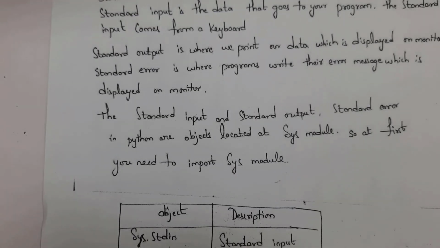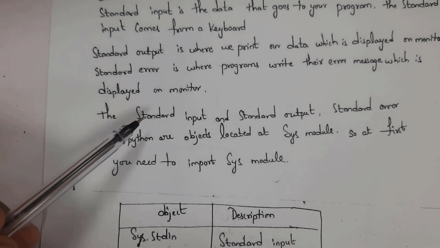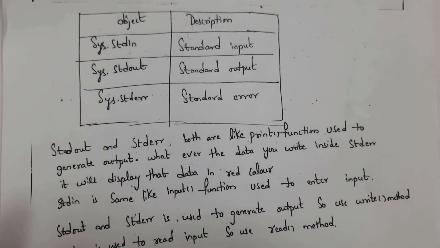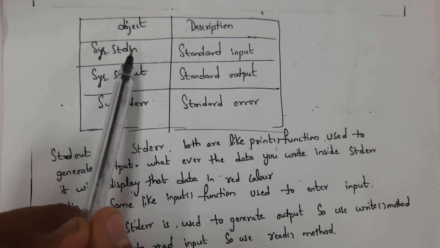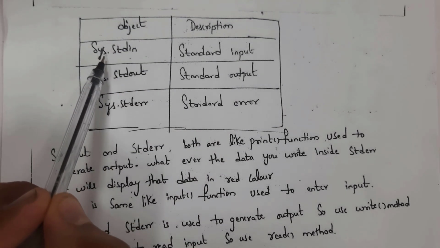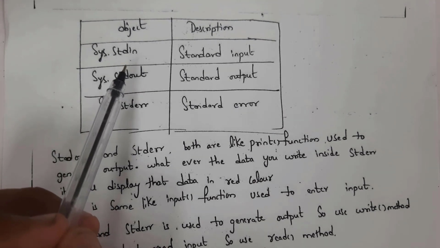The standard input, output, and error are located in the sys module. So in order to use these standard files, at first we need to import the sys module. These are various types of objects that are present in the sys module. First one is sys.stdin, that is nothing but standard input. So write here sys, that is nothing but the system module, then stdin, nothing but standard input.